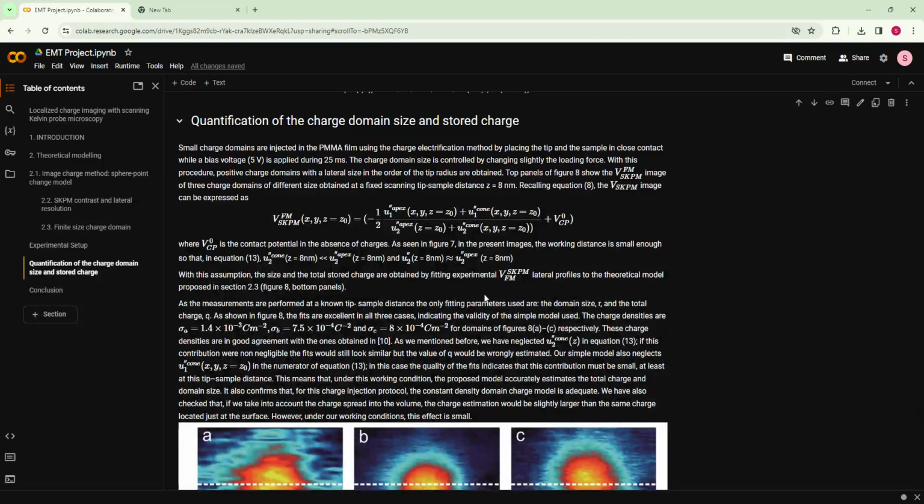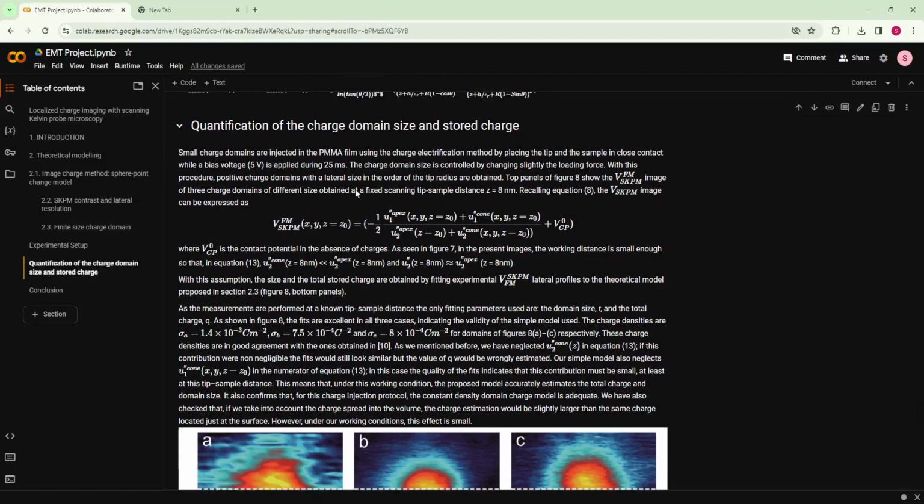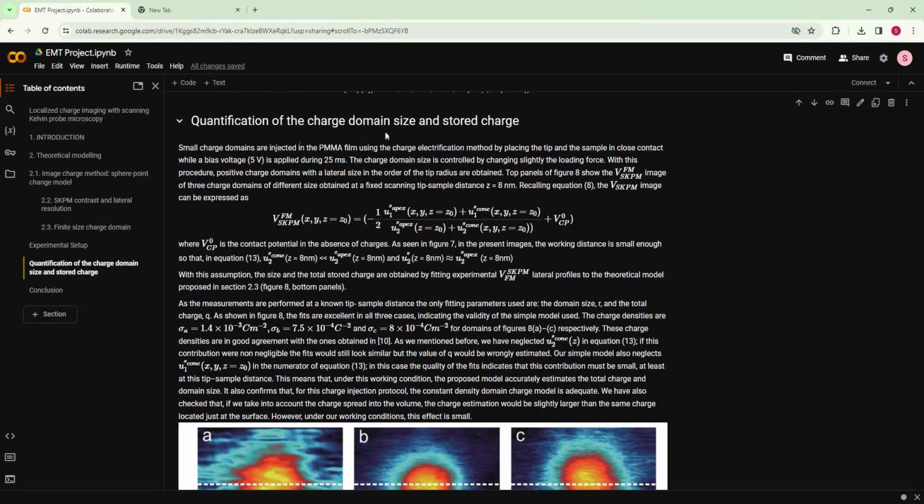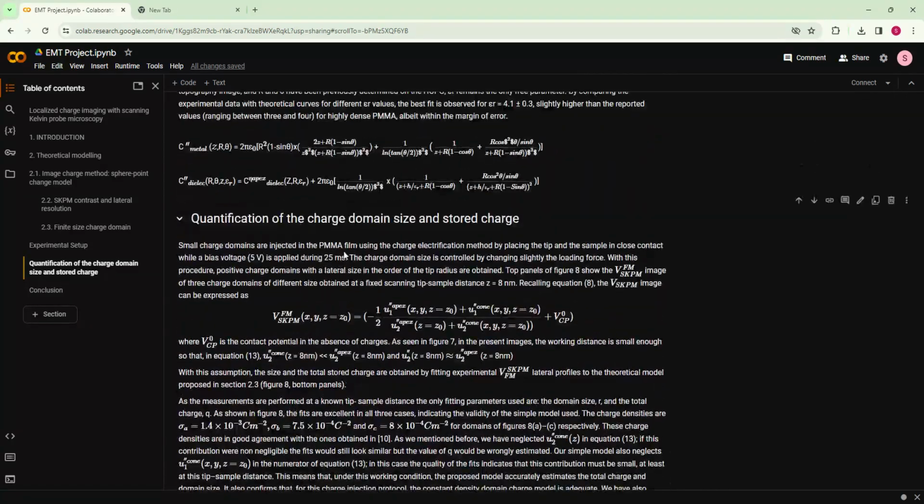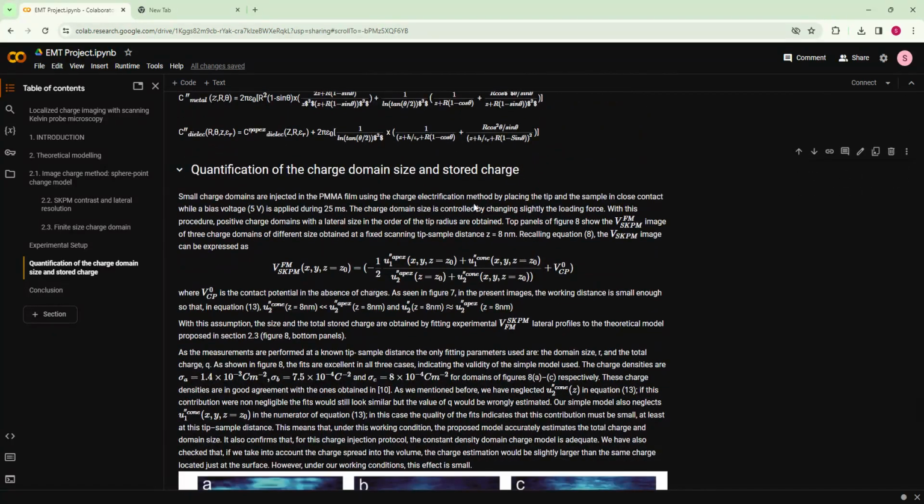So, hello, I'm Somesh, and we'll start with quantification of the charge domain size and stored charge. Small charge domains are injected in the PMMA film using this charge electrification method, by placing the tip and the sample in close contact, and a 5 V voltage is applied during 25 ms.